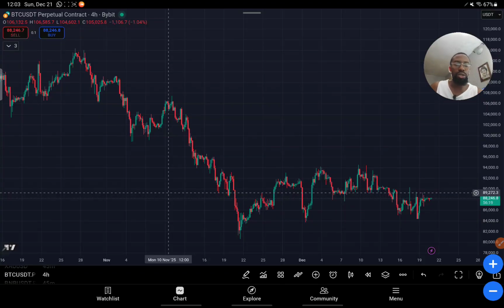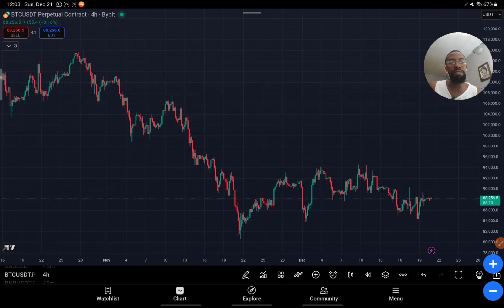Let's say you draw your trend line. I believe everyone knows how to draw a trend line. You draw your trend line on the 4 hours time frame, just like I'm on the BTC chart now, BTC USDT, on the 4 hours time frame. You should know that every candle on the 4 hours time frame represents 4 hours.